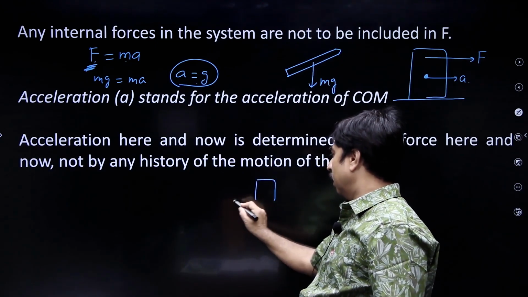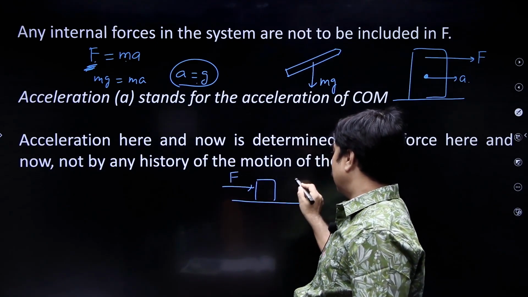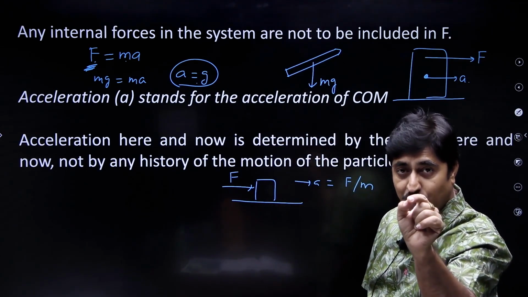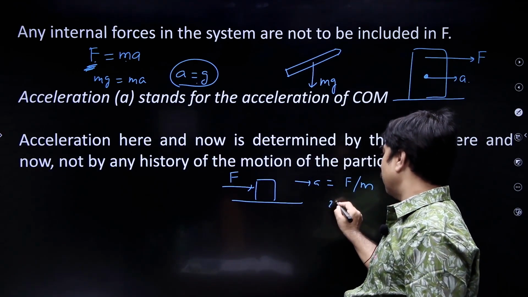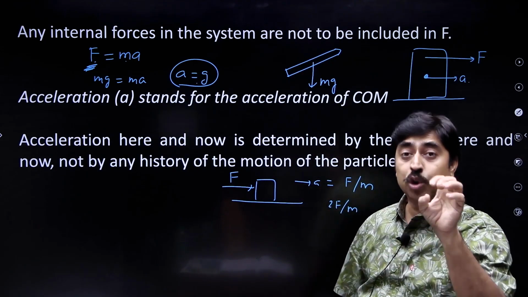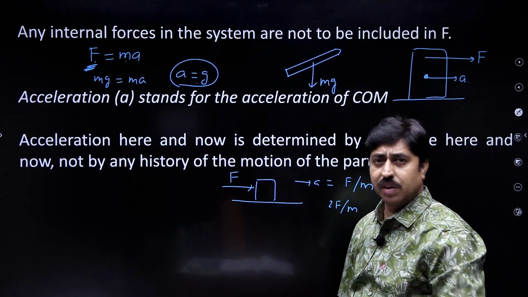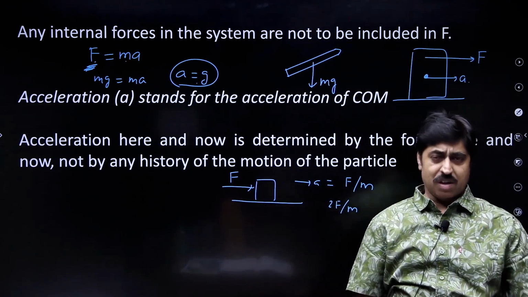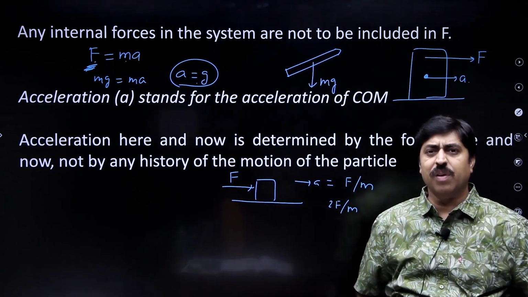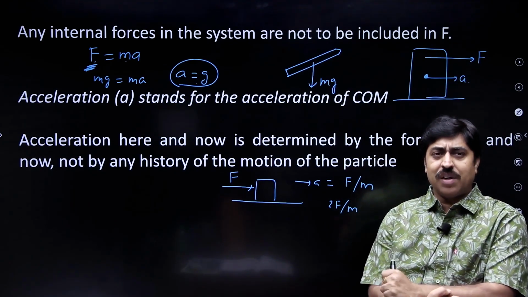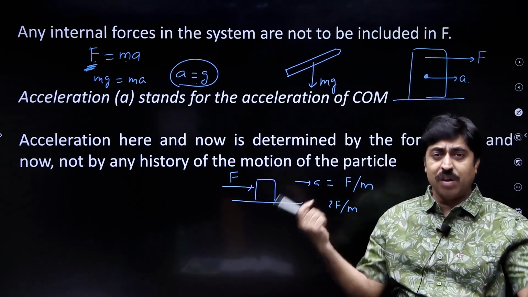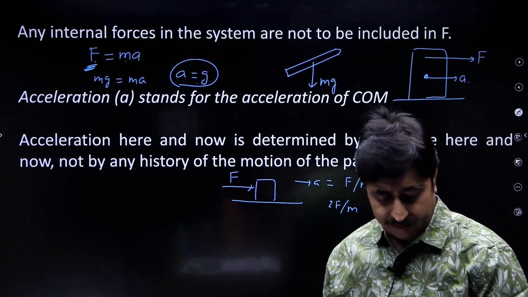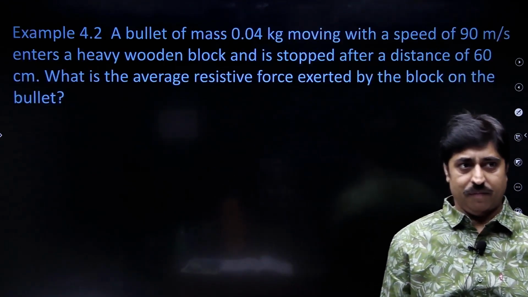This is an object, it is experiencing some force F, its acceleration is F by m. The moment I make this force 2F, immediately its acceleration will become 2F by m. If I stop applying the force, immediately its acceleration will become 0. So when I stop applying this force, the body may keep moving because it has got some velocity, but its acceleration will become 0. That is important. So acceleration is not decided by any previous history of the body. It can change immediately from one value to another without any loss of time.